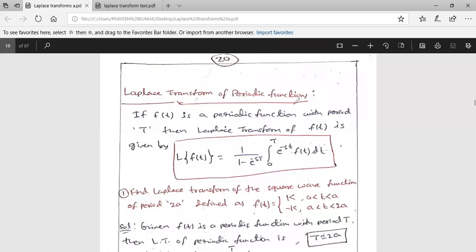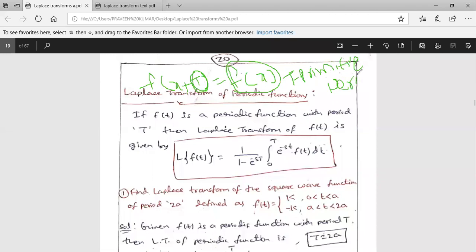Laplace transform of periodic functions. So when we say that a function is periodic, if f of x plus T is equal to f of x, then that respective function is called a periodic function with a period T. This T we can also call the primitive period. So this primitive period, we take the least period of that particular function.